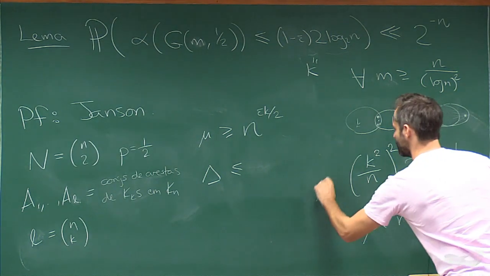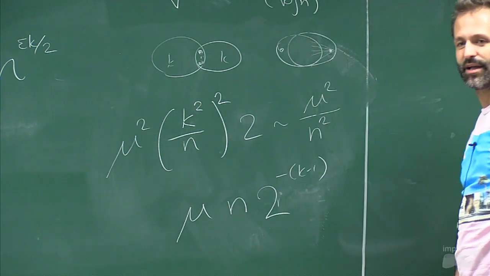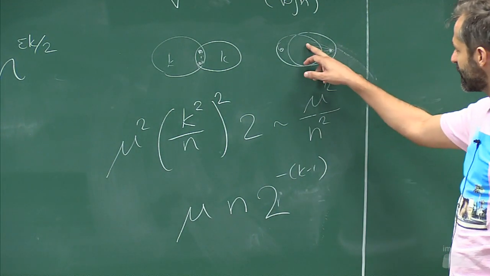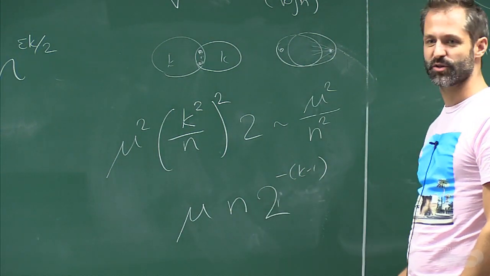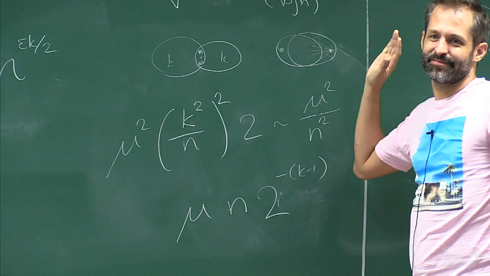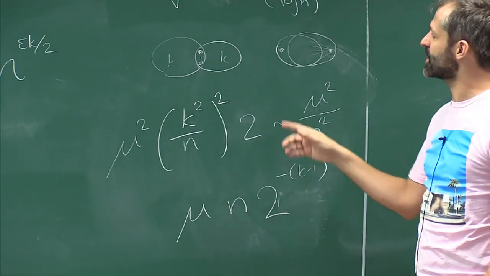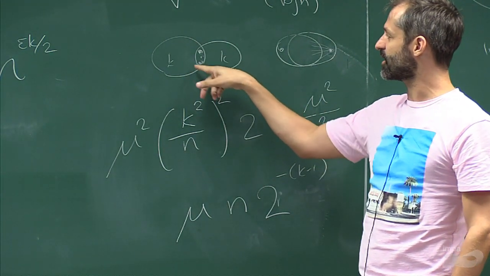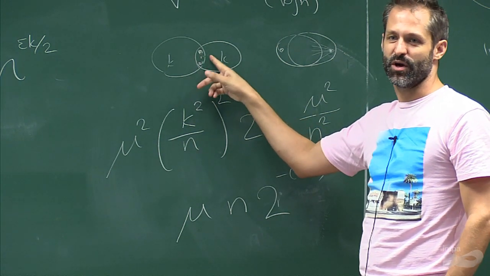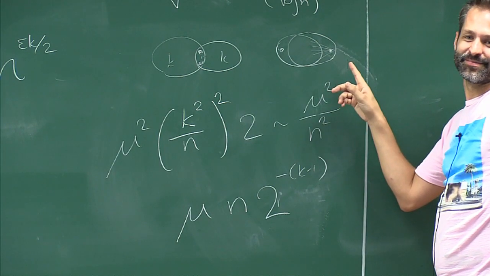So this is sort of mu squared times this, which is like mu squared over n squared. And the other extreme case is mu times n times 2 to the minus k. And everything in between is worse. So, I mean, you have to write it down to check, but you should convince yourselves that if the intersection is small, it's like this but worse. If the intersection is large, it's like this but worse. Right?